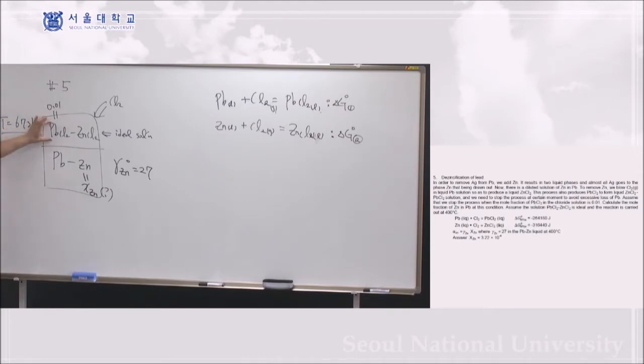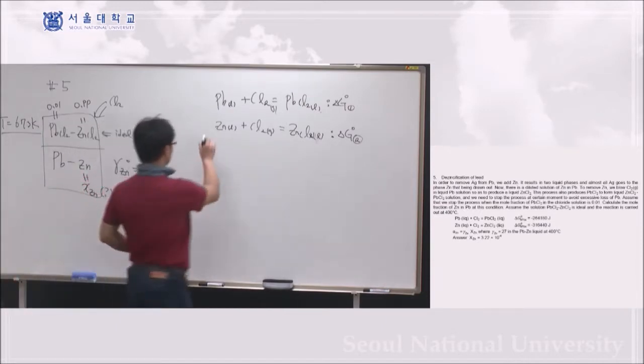Okay, eventually we want to make this one 0.01 mole fraction. So it means this mole fraction is 0.99. Ideal solution. So it means activity of this one is directly connected to your mole fraction. Yeah, that's the ideal solution. Okay, and then we know the Zn activity coefficient is given, and under this condition we want to know what's the final Zn solubility.